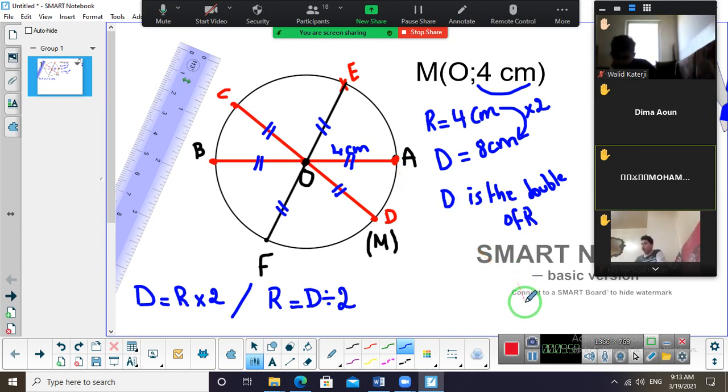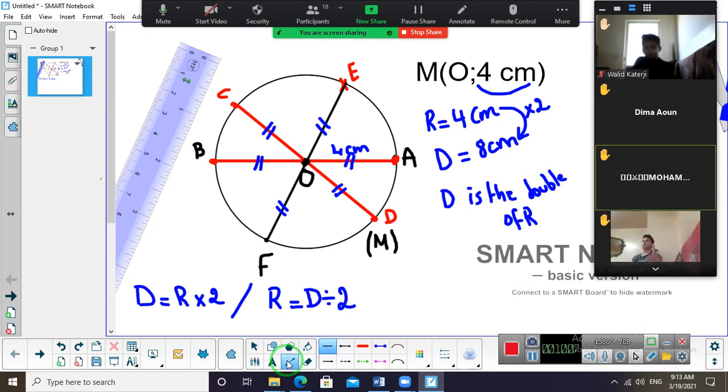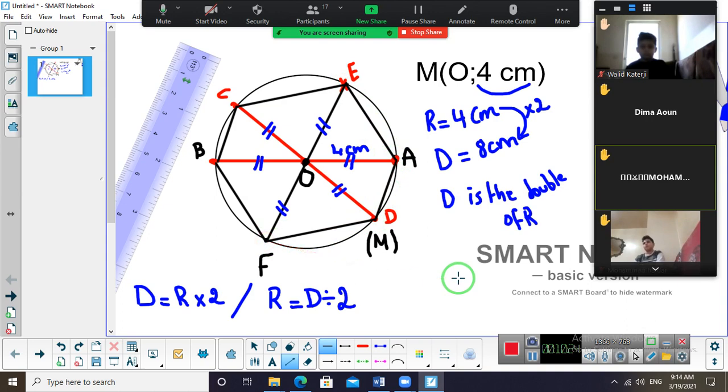Now I want to tell you the meaning of a chord. A chord is a segment that joins 2 points on the circle. Like that: BF, BC, CE, EA, AD, DF. These are the chords in this circle, since they are just 2 points on the circle.